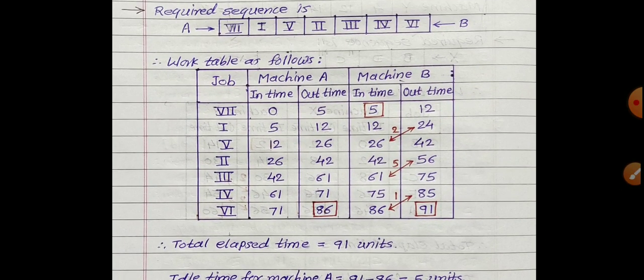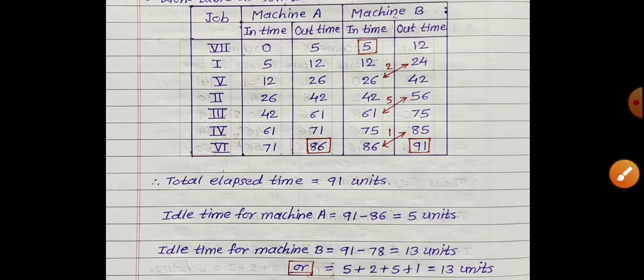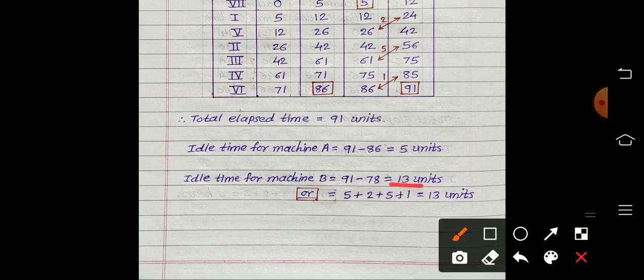And second one, idle time for machine B. 91 is the total elapsed time. And what is the total time required for machine B? We make the addition of all these numbers. That is 78. So 91 minus 78. So what answer do we get? That is 13 units.